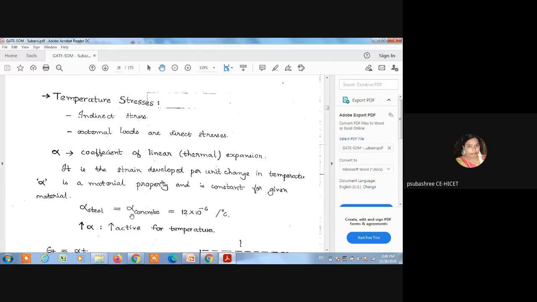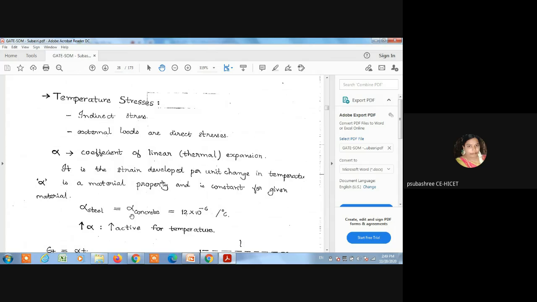So the next topic, temperature stresses. The stress developed from a change in temperature is also called thermal stress or temperature stress. It is the indirect stress, whereas external loads produce direct stresses.